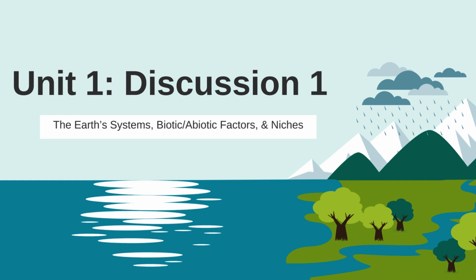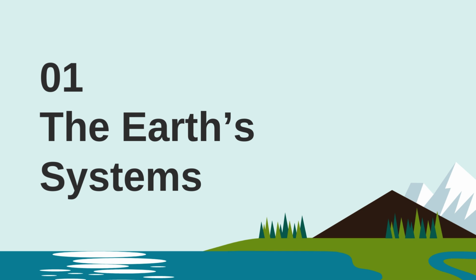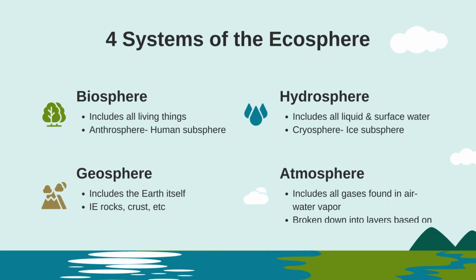All right, guys, so we're starting with Unit 1, Discussion 1, and this is going to cover the Earth systems, biotic and abiotic factors, and niches. So again, that's our table of contents here. So we're going to start with the Earth systems. There are 4 systems of the ecosphere. The ecosphere being everything that's part of our world and all of these subspheres.